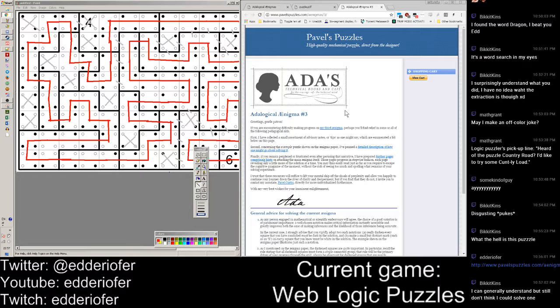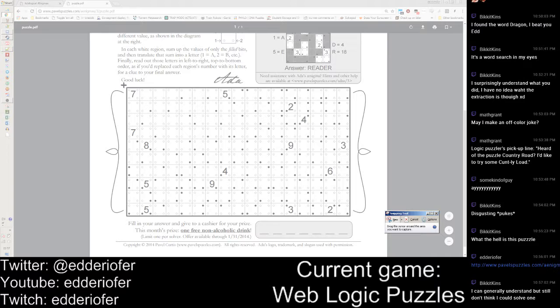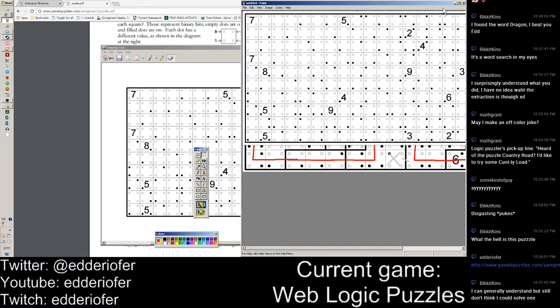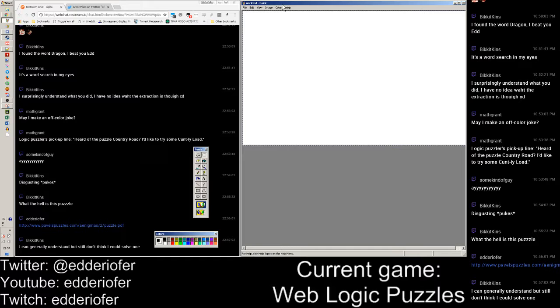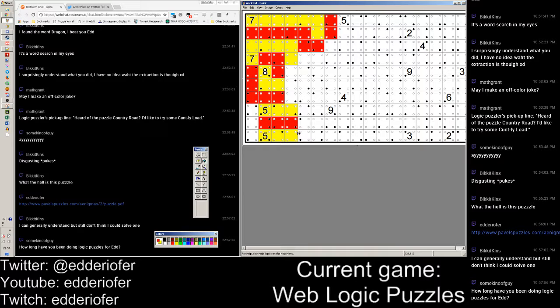I think this is a Nurikabe. Don't worry, Bikit, it comes with practice. Something which I'm not entirely sure you've been doing. Okay. How long have I been doing logic puzzles? Since, by now, probably a good 7 years.